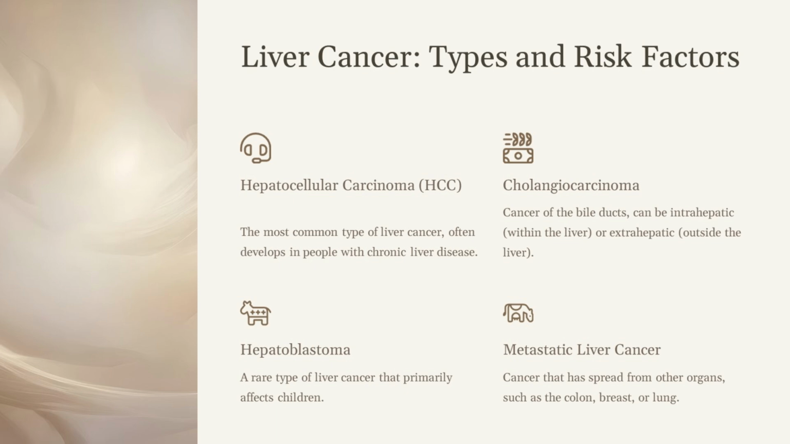Hepatoblastoma is a rare type of liver cancer that primarily affects children. Metastatic liver cancer refers to cancer that has spread from other organs, such as the colon, breast, or lung. Understanding the different types of liver cancer and their risk factors is important for early detection and effective treatment.